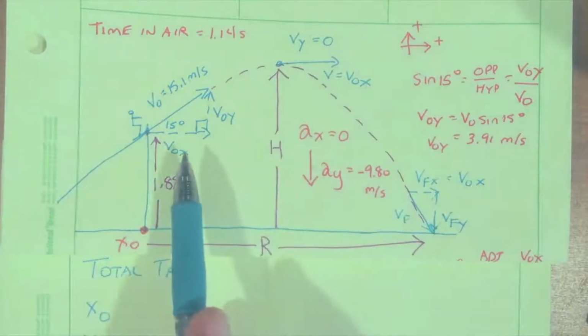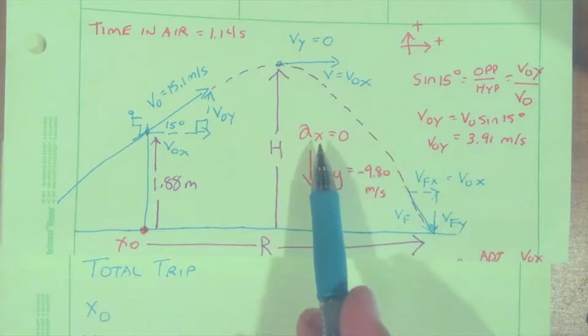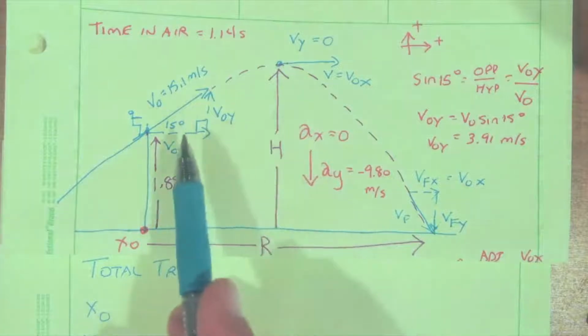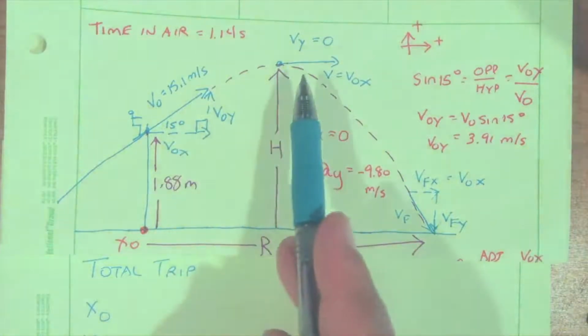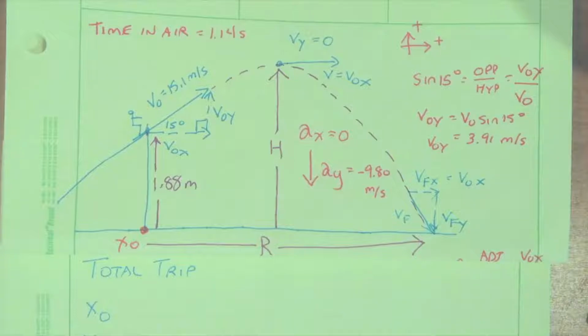Now, the x component of that velocity does not change. There is no net force in the horizontal direction. There are no forces at all in the horizontal direction. And so the acceleration in the x direction is zero. And so this component will stay the same all throughout the trip.